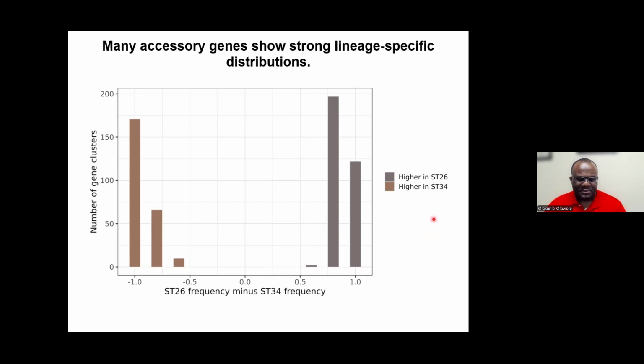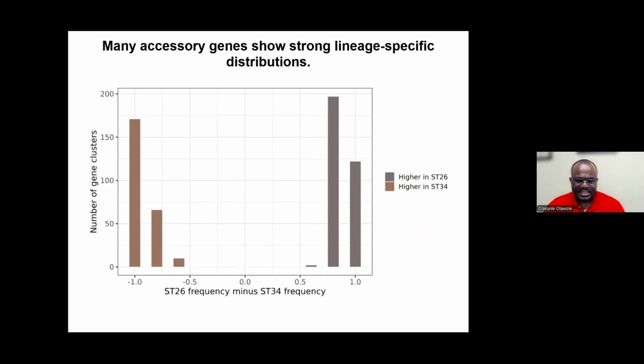And one of the things we found was that many ancestry genes showed near lineage-specific presence-absence patterns. Now, if you look at the ST26, for example, the ST26 contains a larger number of highly enriched genes than the ST34. This is just providing an additional layer of evidence to support the previous slide.